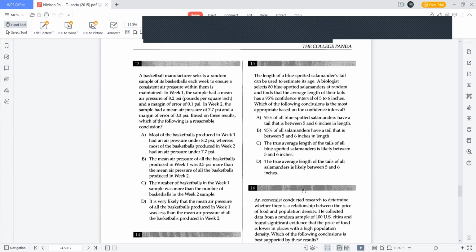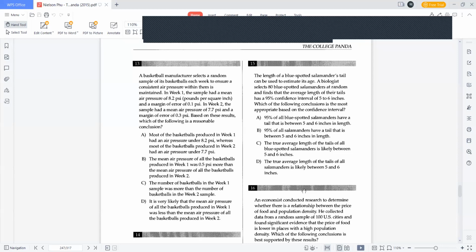What do you guys think? I don't know, not a tricky one. Okay, let's eliminate some. Okay, it's very likely that the mean air pressure of all basketballs produced in week 1 was less than the mean air pressure of all basketballs produced in week 2. Week 1 was less than week 2. Is that correct? No, sir.